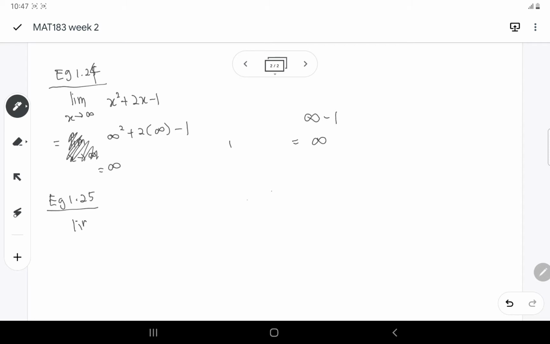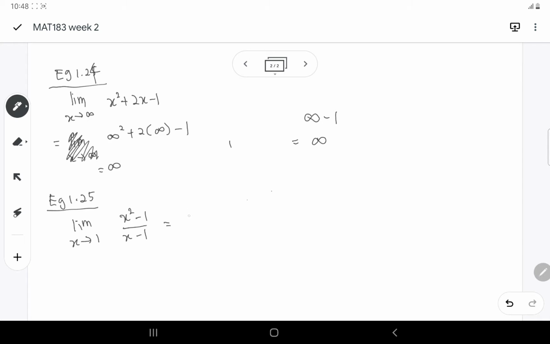Okay, limit x tends to 1, x minus 1. Okay, so this is the example of a question about limit that we had learned last week. Okay, so this method we had learned in our tutorial class last week.